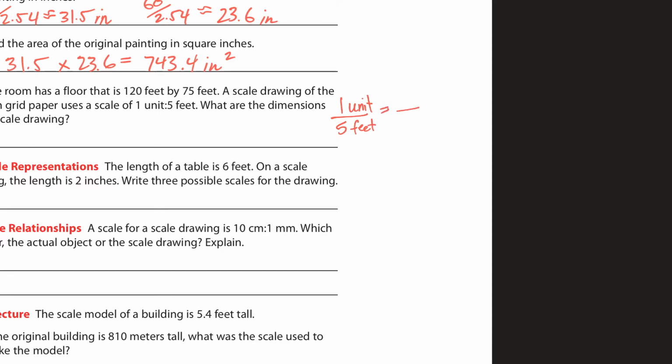So that would be 120 feet. Notice I put the 120 in the denominator because we're talking about feet, and anything with feet is going to go in the denominator, and our units are going to go in the numerator. So that's going to be solving for x on the numerator. Cross multiplying means I get 5x equals 120, and I have to divide both sides by 5 so I can solve for x.